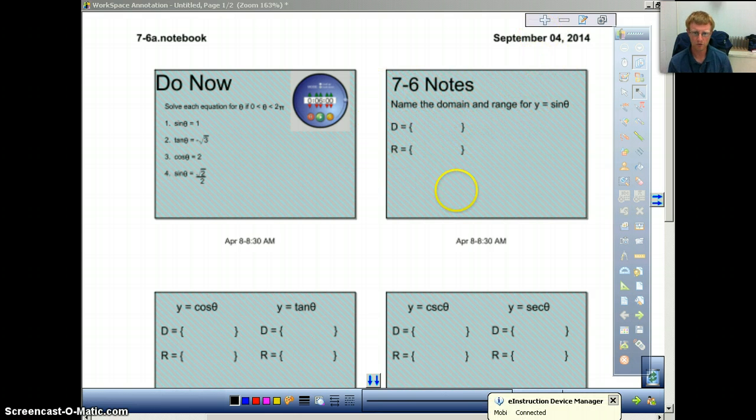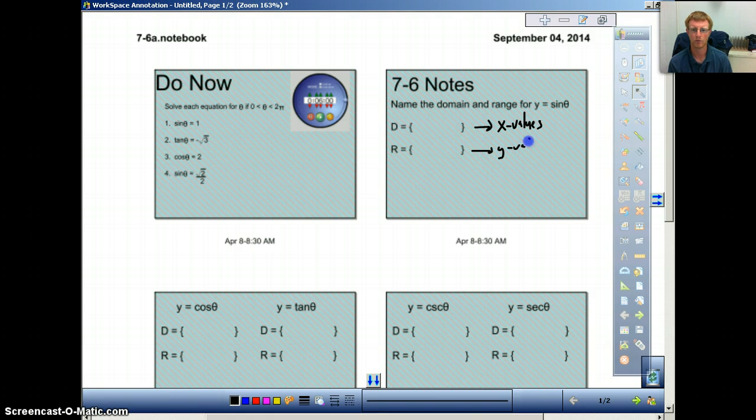So we've talked a little bit about the sine graph, but what we haven't talked about is domain and range. And I know it's a tough concept for a lot of you to understand, so I'm going to do it graphically for you. What we need to remember is that domain is basically the x values. It's the x values that are possible for a specific function. And the range is going to be the y values that are possible. So we have to remember that.